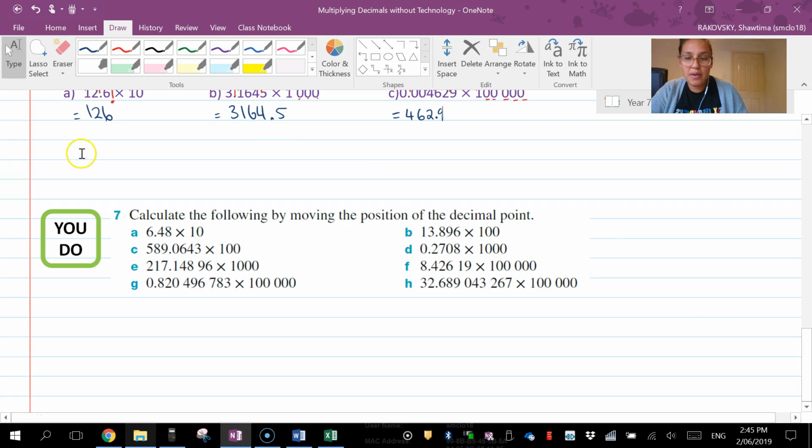So have a look at these ones here. Pause the video in a moment and have a look. Note the number of zeros. Move the according places to the right. And your number should be larger.